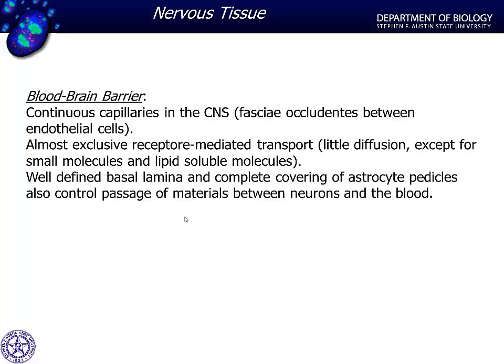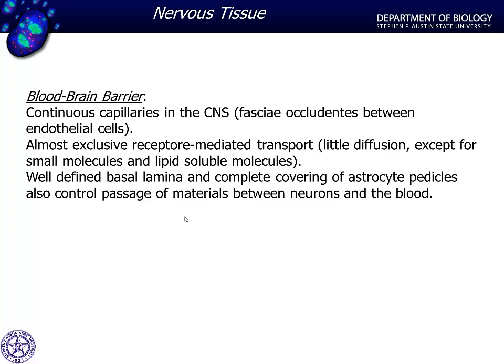Now, we mentioned before, when we were talking about the microglial cells and the astrocytes and the other neuroglial cells, the blood-brain barrier. And so here, as we look at the circulation that's coming to the central nervous system, not only are the astrocytes and their pedestals going to play a role in this, but the capillaries themselves also help to create the blood-brain barrier. These are going to be of the continuous type, which means between the endothelial cells that comprise the capillaries, we're going to have fascia occludens, just like we saw in our epithelial cells.